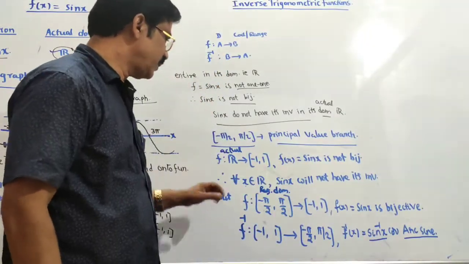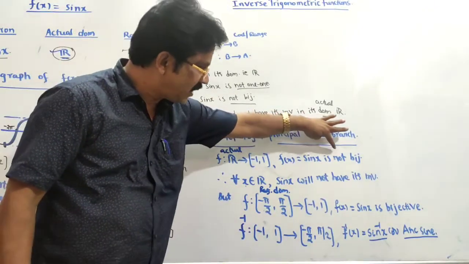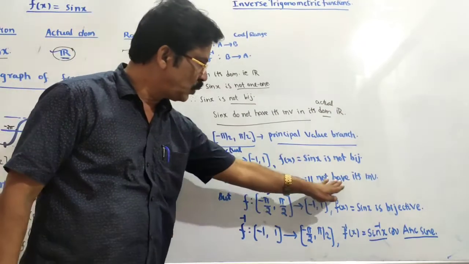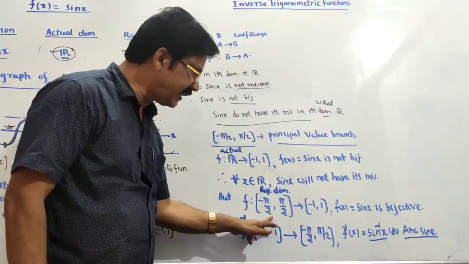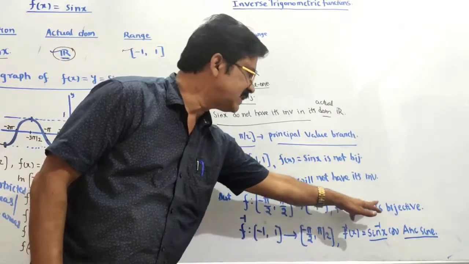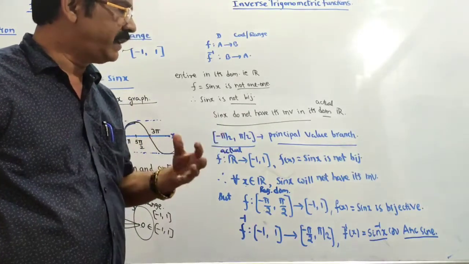So that it is bijective. So in this area, of course, the range is the same. Sin x is not bijective. Therefore, it has no inverse function. But in this area, this is a restricted domain. In this area, sin x is bijective. So only the bijective functions will have their inverses.